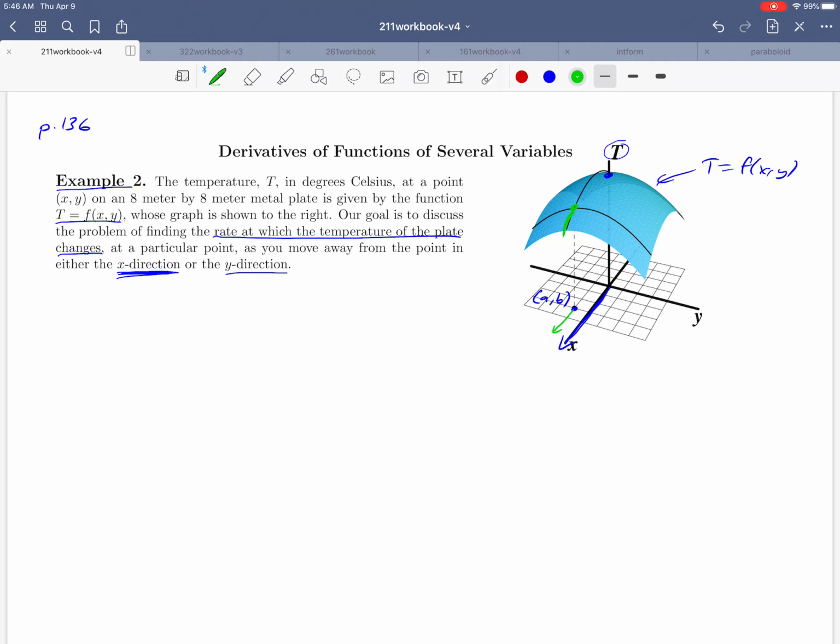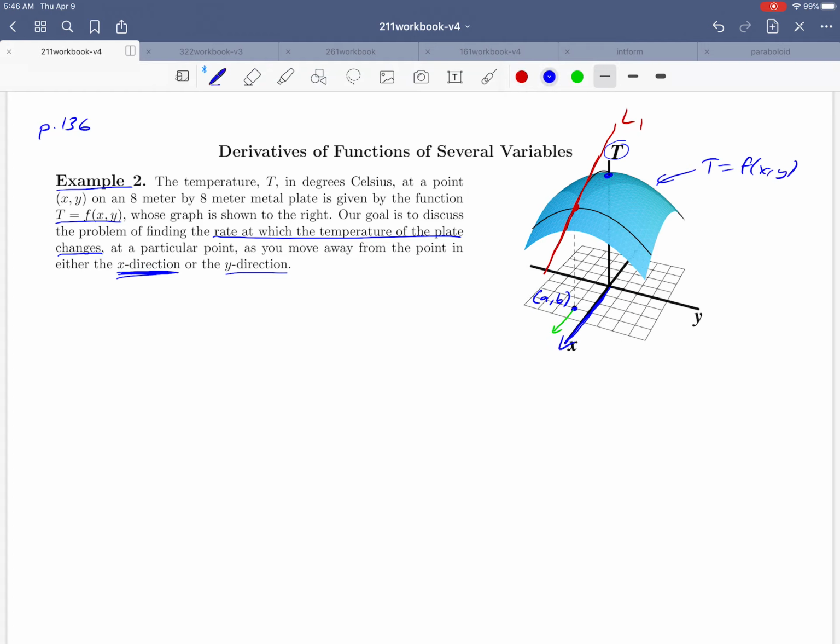To me, it looks like the temperature would be decreasing. If we were a bug walking along the surface and we moved in this direction, we'd be going downward. And the question is, how fast are we going down? We could answer that question by drawing in a tangent line here. I'm going to label that line L1. The slope of that line would essentially measure how fast the temperature is decreasing as we move in the x direction away from the point a, b.